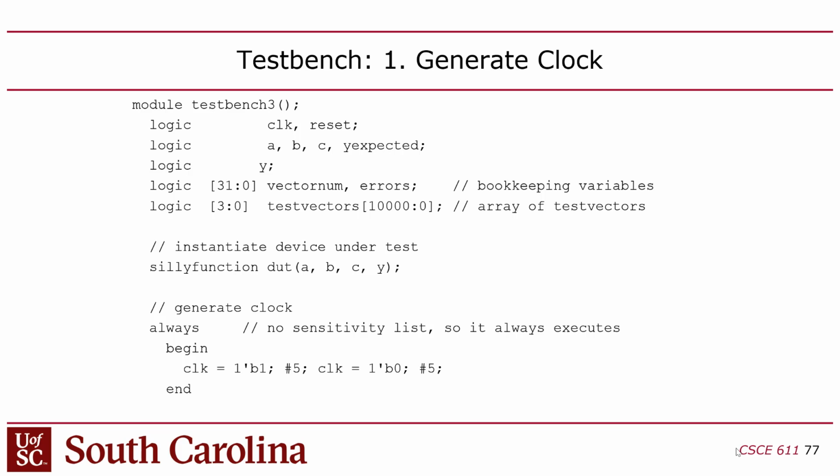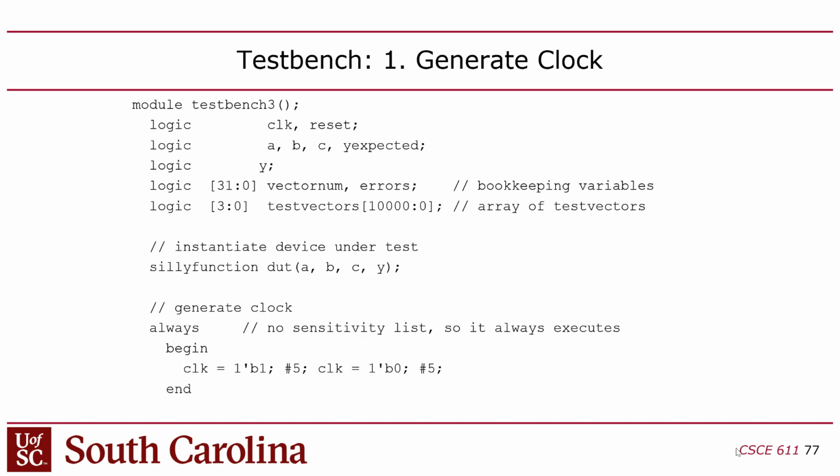Okay, so then I also have these things called vector num and errors. These are counters. You might say, if they're counters, why don't you declare them as integers? Why declare them as bit arrays? Unclear, I don't know. Again, this is from the book. That's how they did it. And then the design under test gets instantiated, again using the old syntax here.